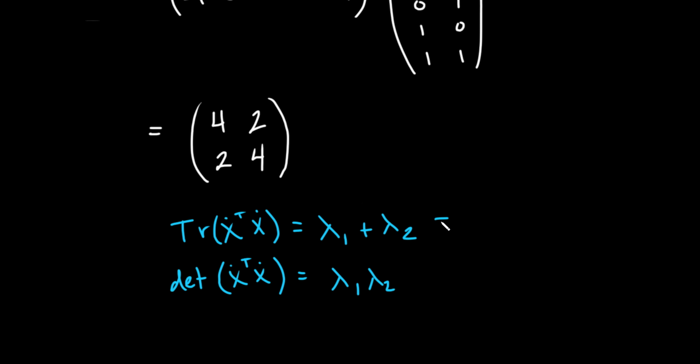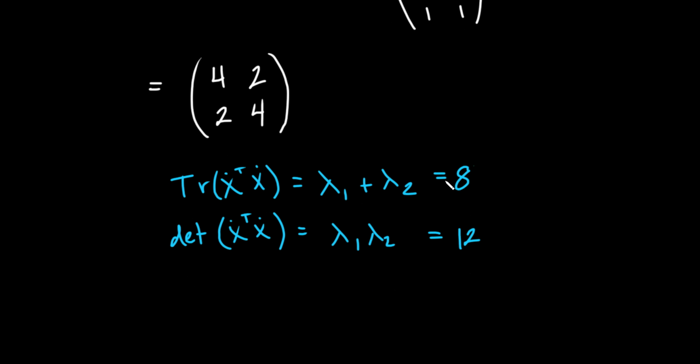Okay, so what's the trace? Well, if you recall, the trace is just the sum of the diagonal elements, so we have 8. And the determinant, right, so we have to do 4 times 4 is 16 minus 4, so we get 12. So we need two numbers that multiply to 12 and add to 8. That's actually 2 and 6. So we usually want to make the larger eigenvalue the one in the first position. So I'm going to go ahead and call lambda 1 6, and lambda 2 will be 2.